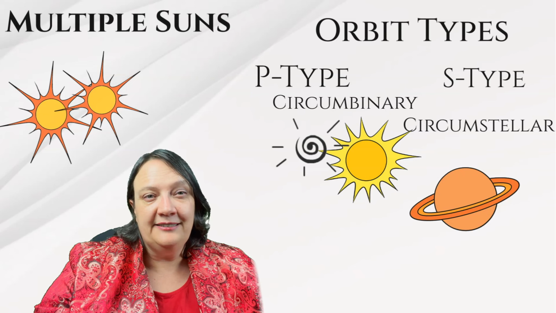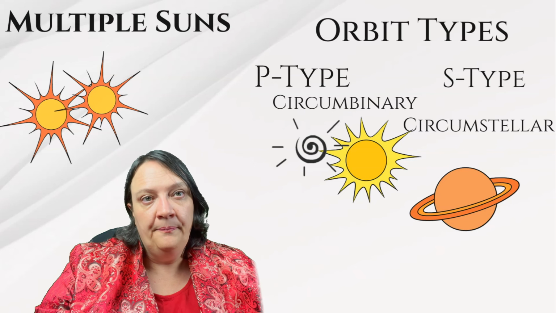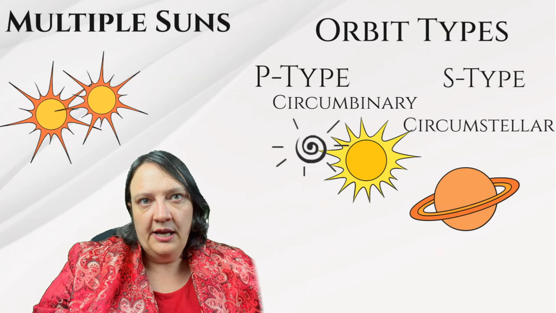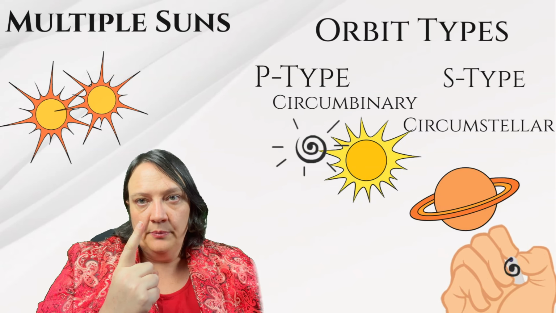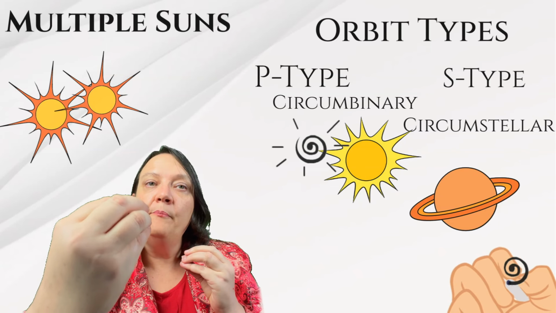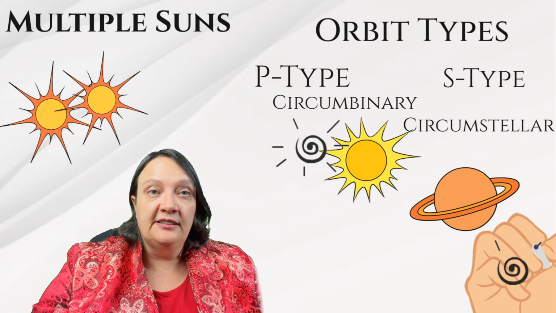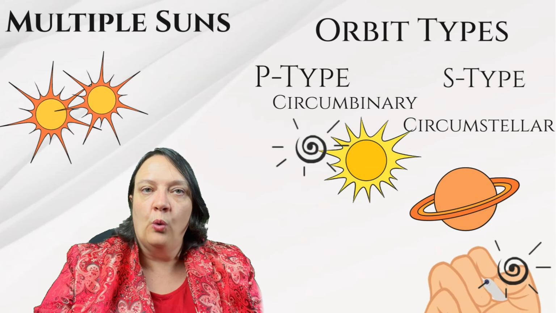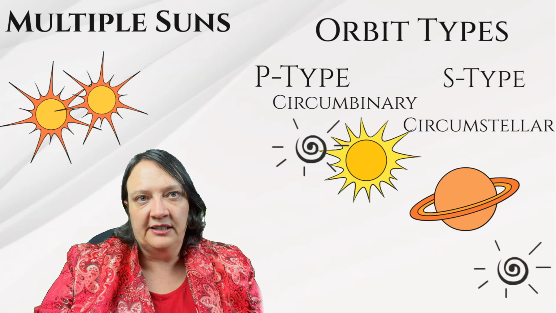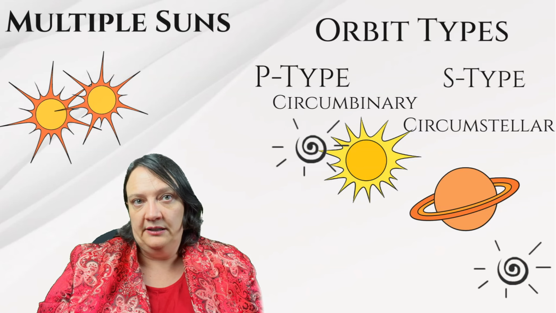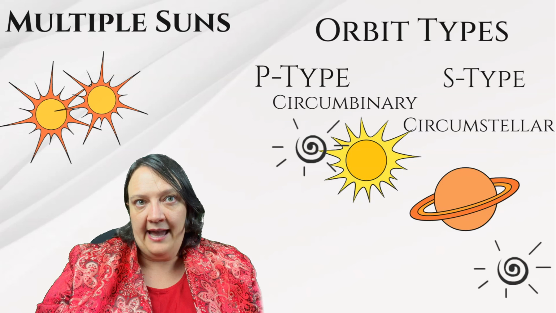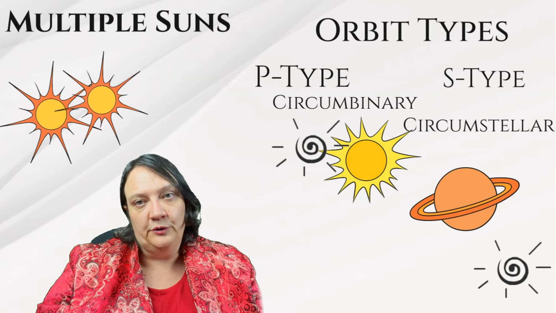Okay, so what is S-type or circumstellar? In S-type orbits, the planet orbits around only one of the two stars in the binary system, while the second star orbits at a much greater distance. So this leads to a more Earth-like environment with one dominant sun and a secondary, much dimmer sun visible in the sky. The effects of the secondary star are less pronounced in S-type orbits, but they can still have a significant impact on the planet's climate and tides and the development of life, as we'll talk about.